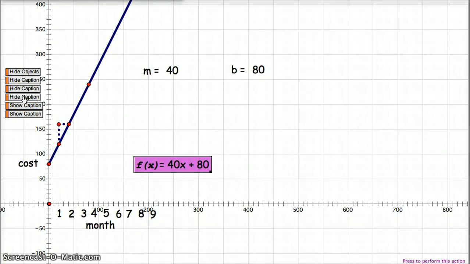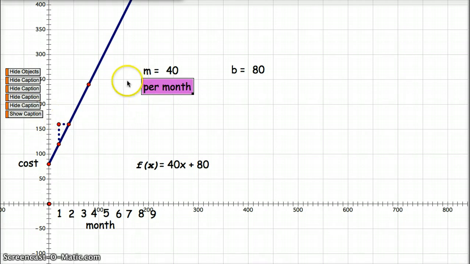But what does f of x there mean? That's right, this graph is a function of x. This is what we call function notation. This is still in y equals mx plus b form, or slope-intercept form. It's just another way to write it using what we call function notation.